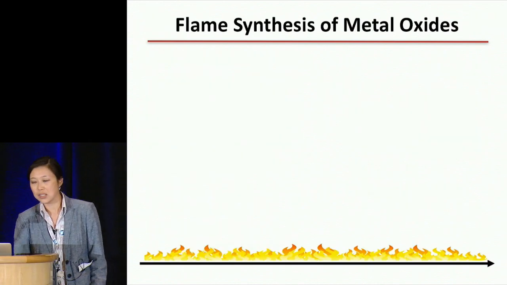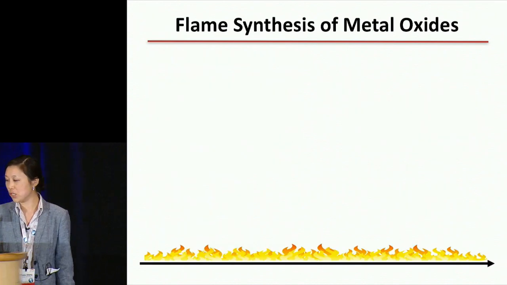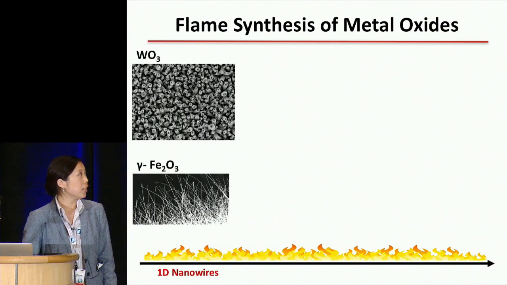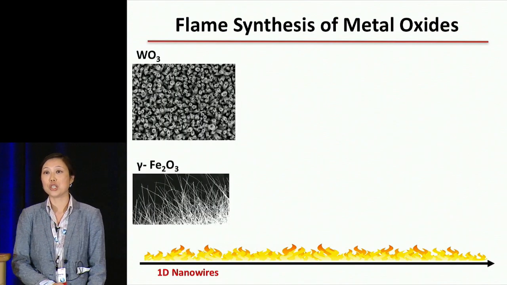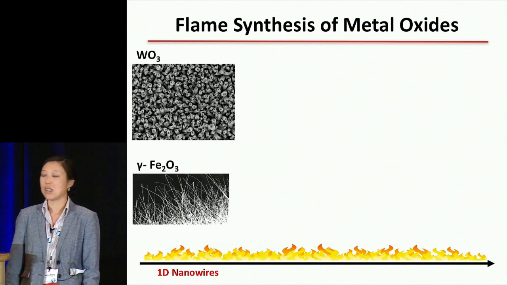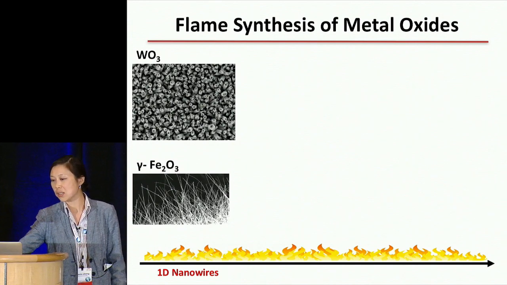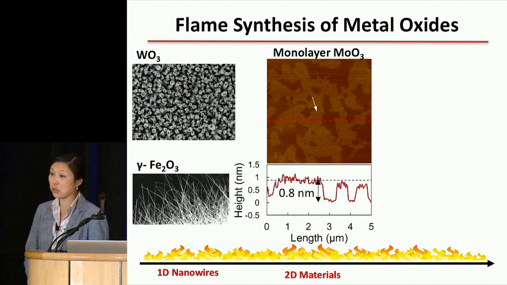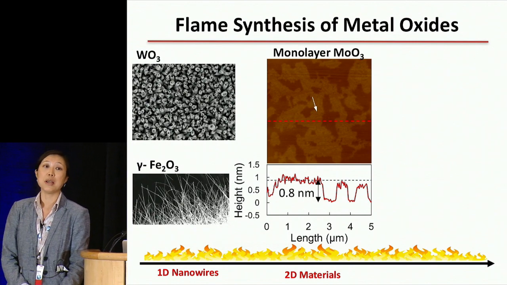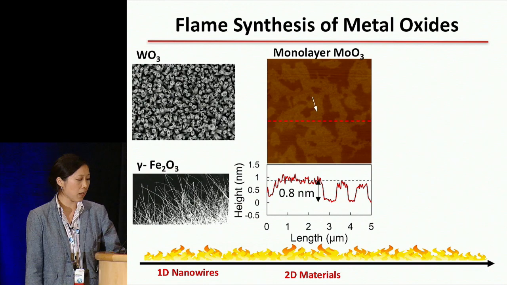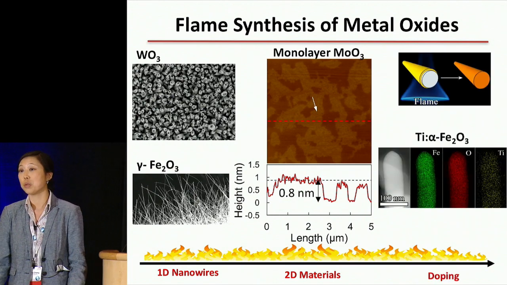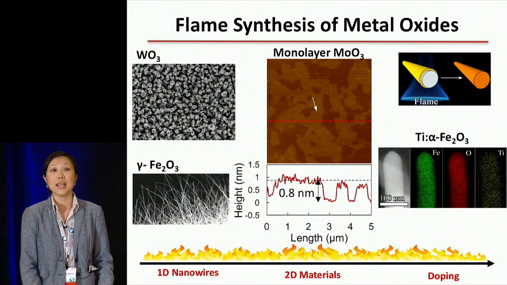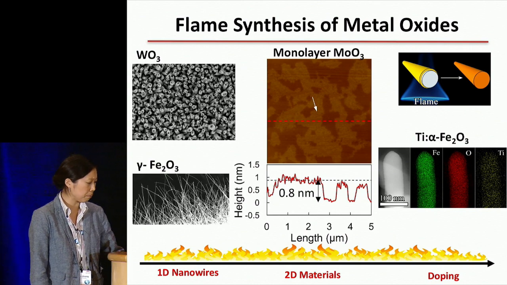And over the past decade, my group has tried to synthesize different nanostructures of metal oxide. We started making metal oxide nanowires. And recently, we were able to control it down to a monolayer, sub-nanometer metal oxide material. And we also have techniques to dope those metal oxides to change their electrical and chemical properties.